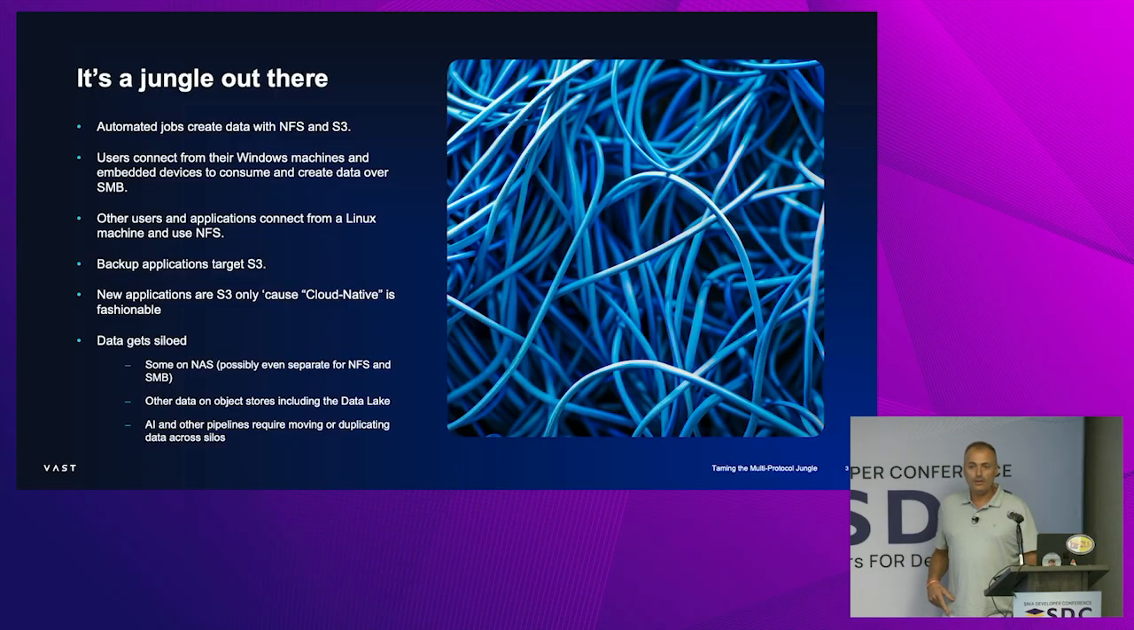So usually, data gets siloed. You have a file server that serves NFS and SMB, and an object server. But then you need to compromise. You may need to move or copy data between servers. And with AI pipelines that need to consume data from file storage and object store, this is not ideal.